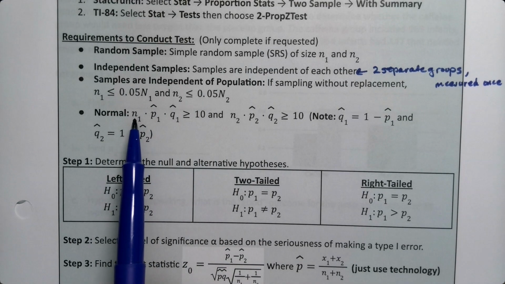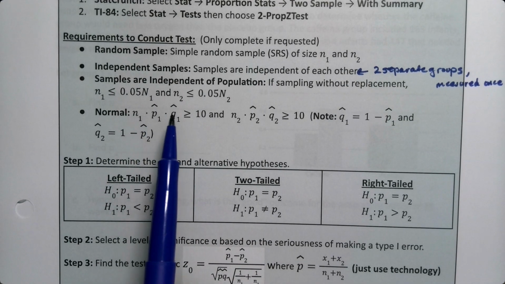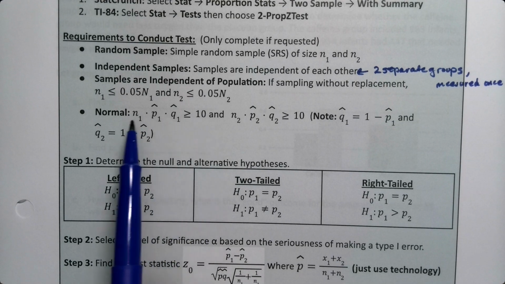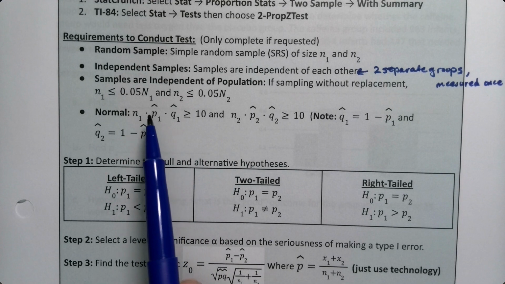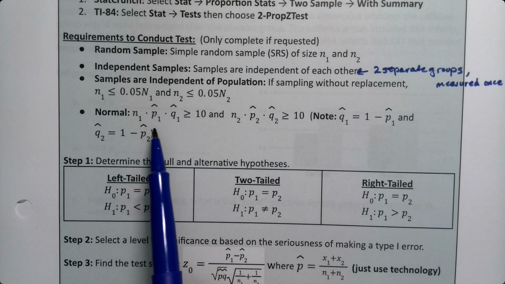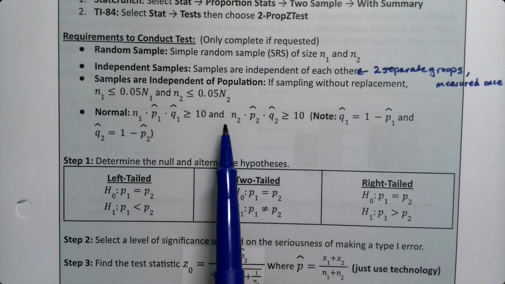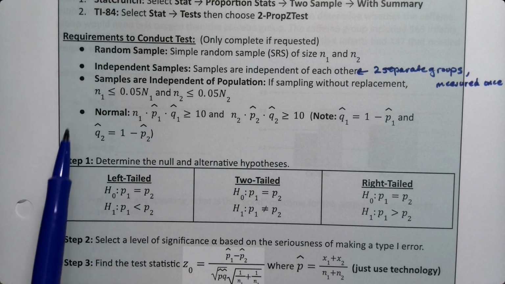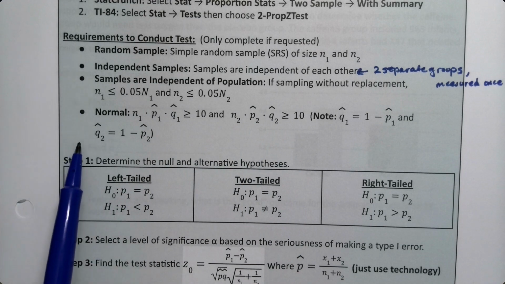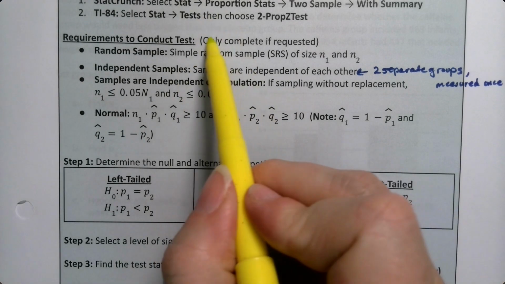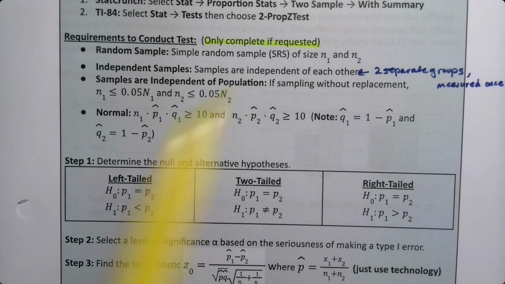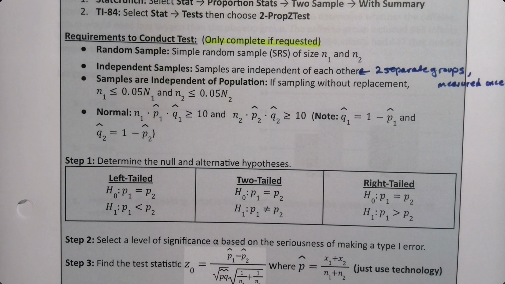We learned in chapter 8 actually that n times p times q being greater than 10 creates normal conditions for us. But here we're going to have to do it twice. We have to do it once for group 1 and again for group 2. So our requirements piece has gotten a lot larger. But remember, as usual, we only complete these if requested. We don't do these all the time. We only do them when they are asked for in a particular problem.